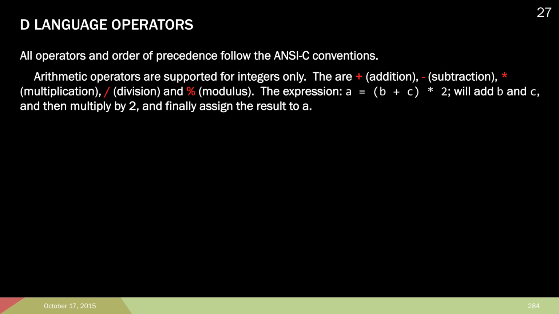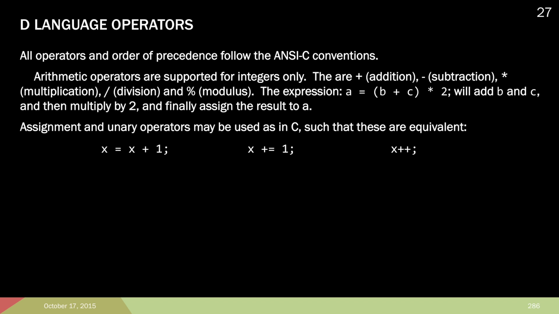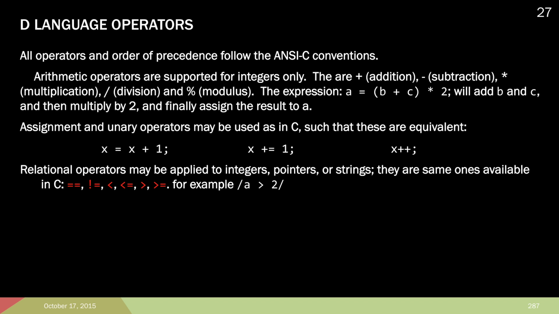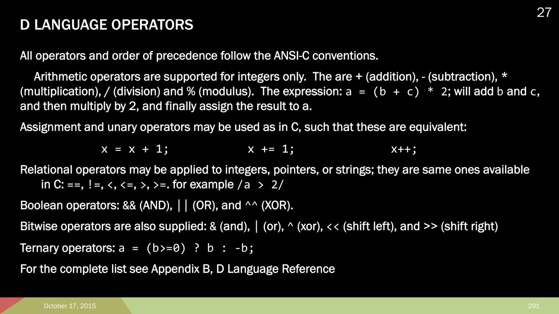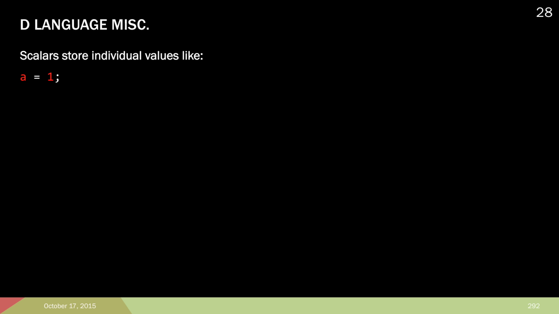C arithmetic operators are supported for integers only and work the way you would expect. DTrace supports unary operators. Relational operators may be applied to integers, pointers, and strings. DTrace includes Boolean operators, bitwise operators, and the ternary operator. See Appendix B, which lists them.